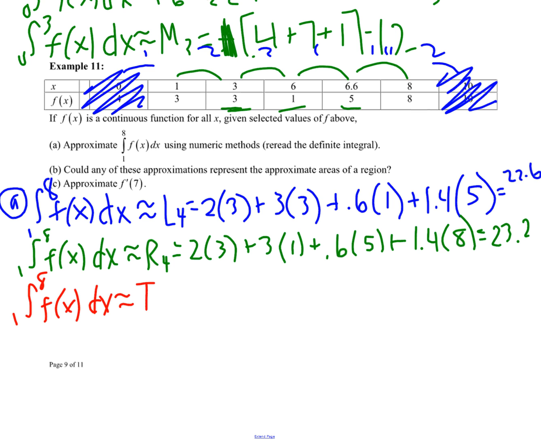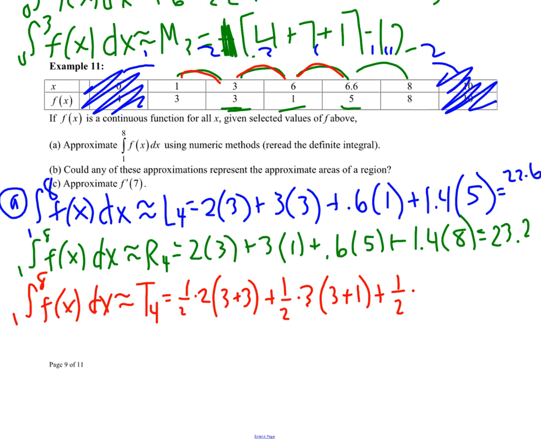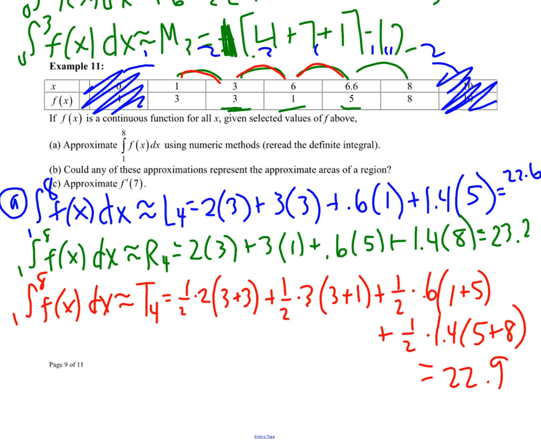And I'd like to use a trapezoid because I like that this is not equal parts here. So again, we're going to have 4. So we're going to have 1/2 times the height, which is 2, and the bases, which are 3 and 3. Then we're going to have 1/2 times 3, and the bases are 3 and 1. So we can't use that shortcut in writing it out. Plus 1/2, 6/10, and 1 plus 5. And then the last one plus 1/2 times 1.4 times 5 plus 8. All right. So you could factor out the 1/2 if you wanted. Oh, I think that equals 22.9 if I added that correctly.